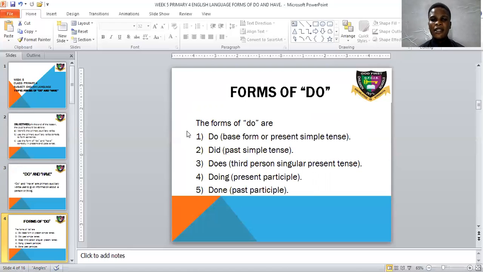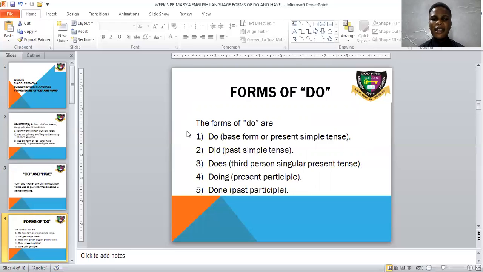The third one says does. Does is the third person singular present tense. All of these are what we're going to be doing during the course of this lesson. We're going to be giving examples of each of these forms, using them to form sentences. Is that taken? Good.